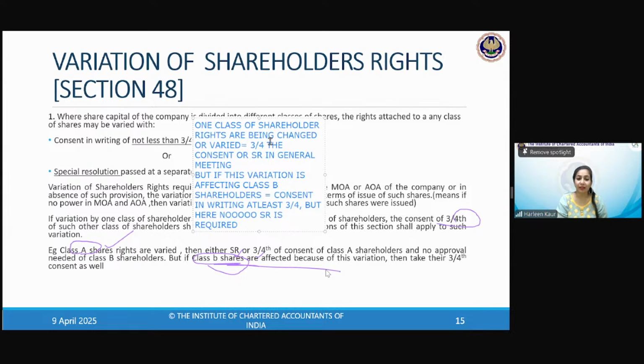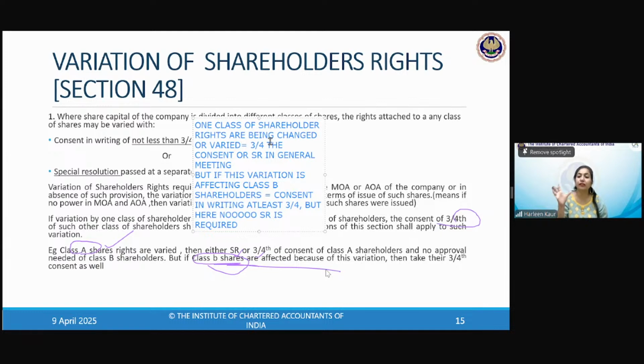Why no SR, ma'am? Very nice question, Ms. Soumya. Because there we are not changing their rights. We are changing the rights of class A equity shareholders, but it is affecting class B. So simply just inform them, since we are changing, please give your consent. There you don't need to pass the SR. That is the respective example.